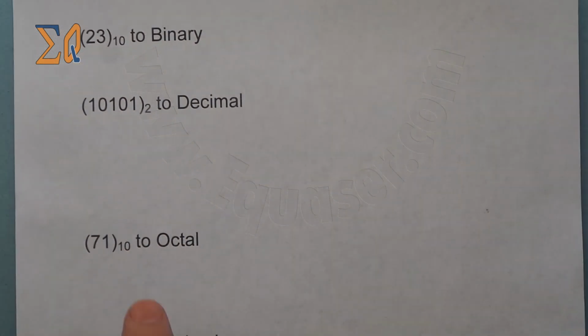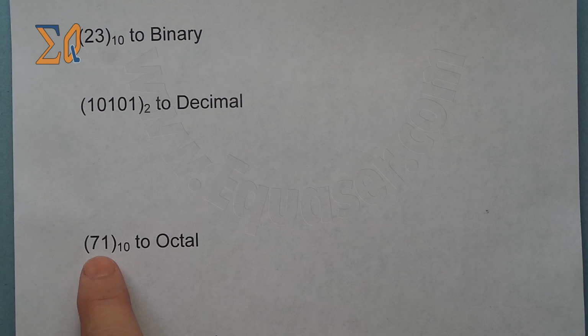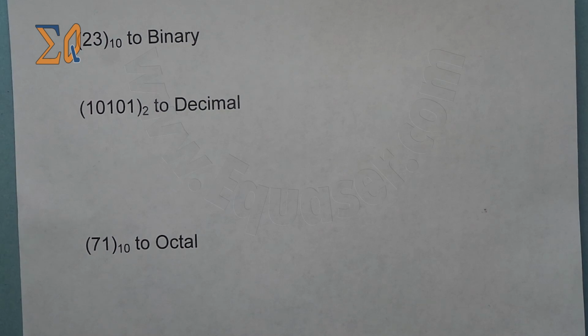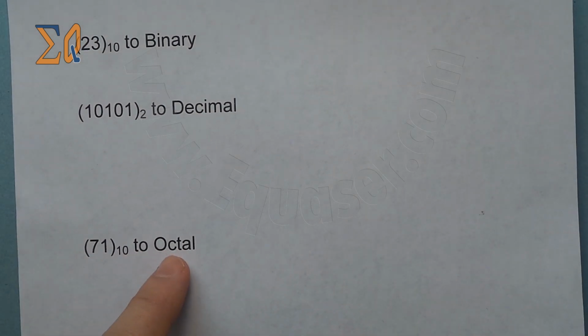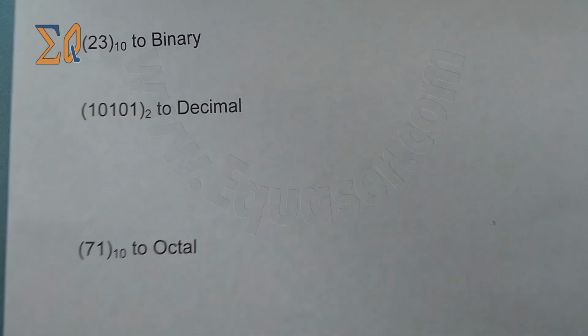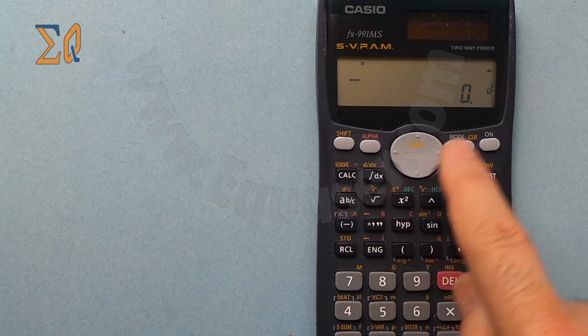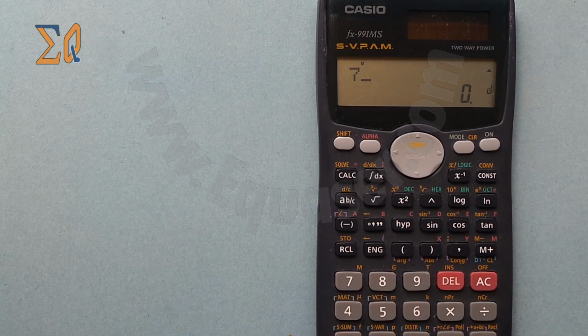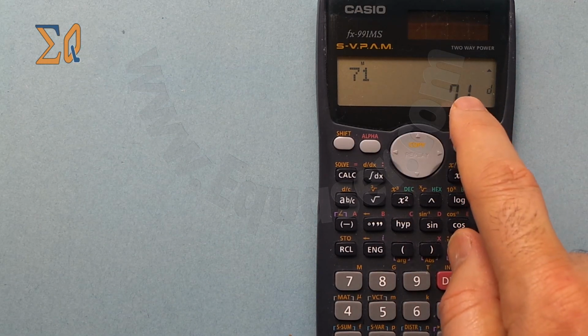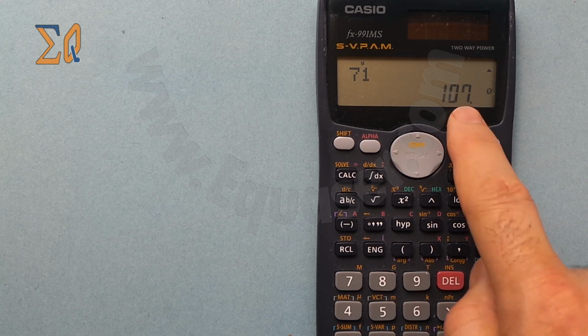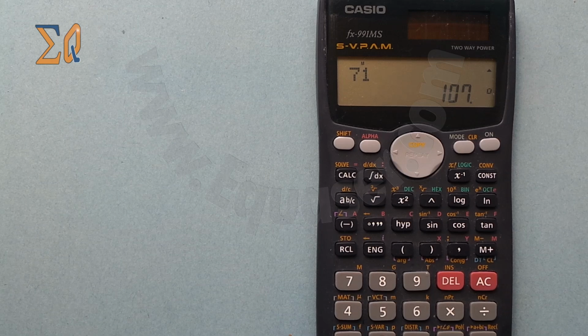Let's convert the number 71 from decimal to octal. Octal is base 8. All clear. I'm going to decimal, which I am, so 71, equal sign, so 71 comes here. Now you can go to octal, press OCT, and that's the octal number 107.